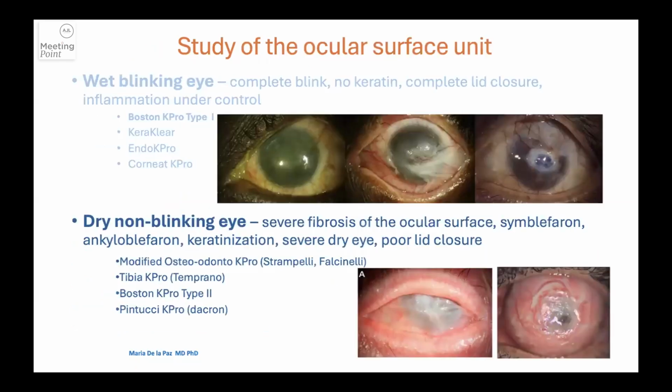So now let's go to the dry non-blinking eye, where you have severe fibrosis of the ocular surface, with symblepharon, ankyloblepharon, keratinization, severe dry eye, and poor eyelid closure, as we can see in the pictures at the bottom right. For these cases, you would probably want to do your modified Osteo-Odonto-Keratoprosthesis, originally developed by Strampelli, and then through the years modified by Falcinelli. Then you can also do your Tibia KPro, which was developed by Temprano in Barcelona. You can also do your Boston KPro Type 2, which is transpalpebral, and the Pintucci Dacron KPro.